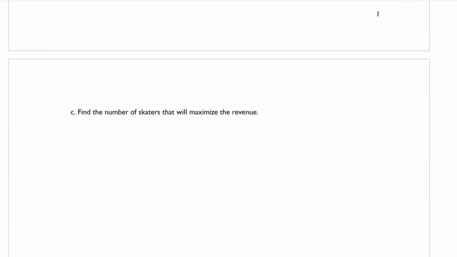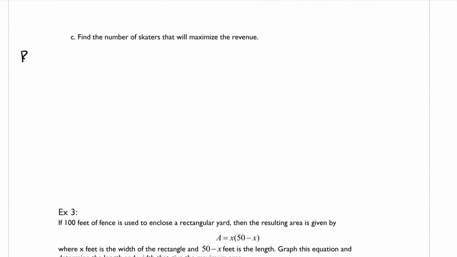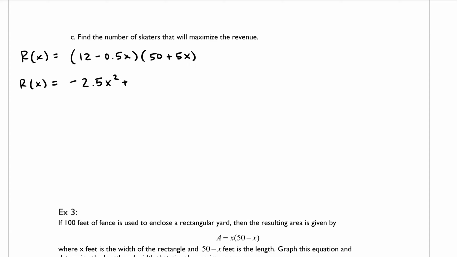Part C says find the number of skaters that will maximize the revenue. I'm just going to copy the revenue function from up above. We have 12 minus 0.5x times the quantity 50 plus 5x. Now, if you FOIL that out, I've already FOILed it ahead of time, so I'm just going to write it in standard form. You should get negative 2.5x squared plus 35x plus 600. And we want to maximize the revenue function here.